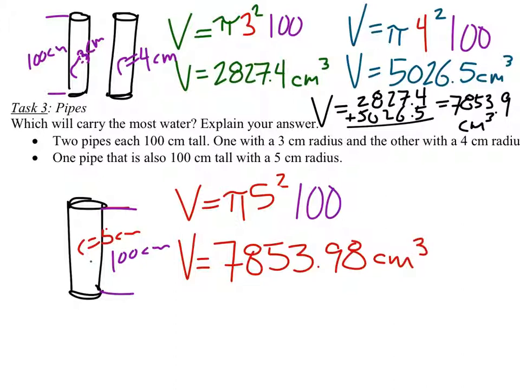Now we did some rounding on that other one. So it depends. Just looking at this, the one pipe holds just a tiny bit more. But if you said that they're equal, that would be fine as well.